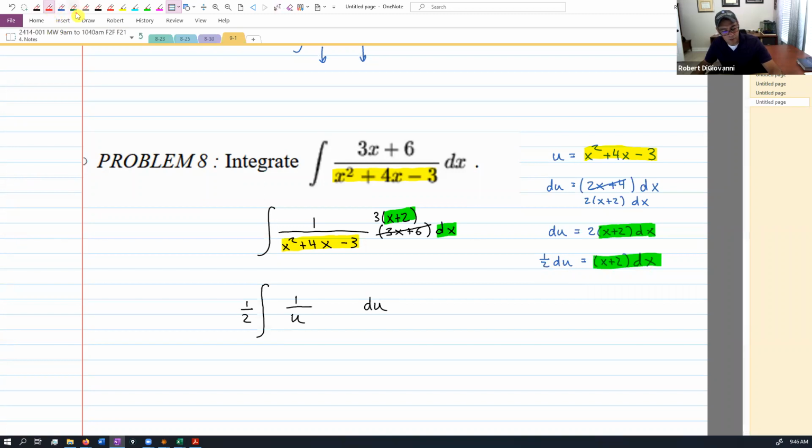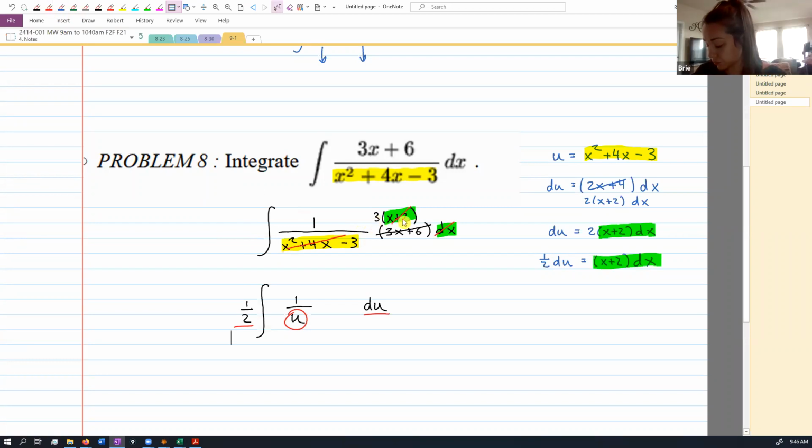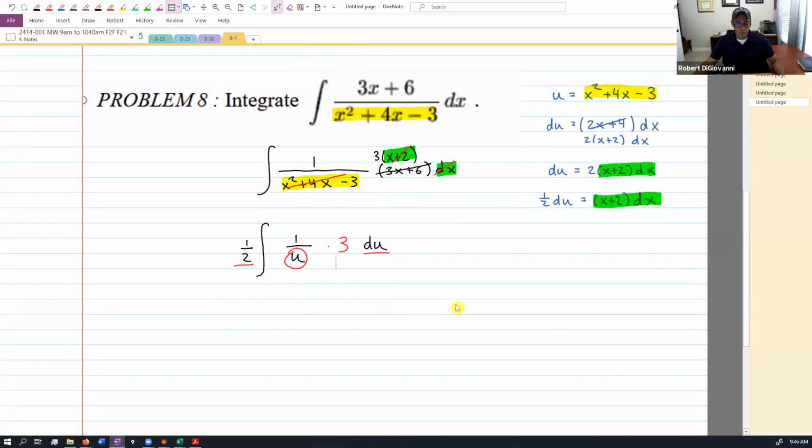So here's what we've done, everyone. We've taken care of this, that's that. We've taken care of this, that's that, and that. What's still here, though? There's one thing that didn't go away here. The 3. Y'all see that 3? The 3 didn't go away. We factored it out, but it's still there. So we need a 3 here. So let me rewrite it one more time. I'm going to take the 3 out of the integral. It becomes 3/2 integral 1/u du.